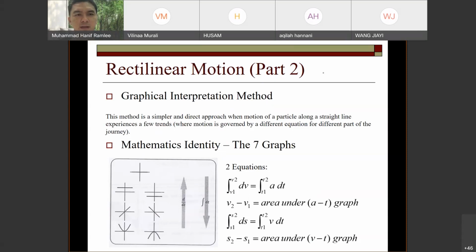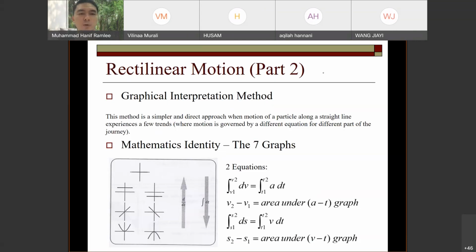This method is very simple, where as I mentioned, you have no need to develop an equation from the graph. If a graph is given, then you can interpret the given graph into a new graph. Let's say the given graph is an s-t graph. Then you can interpret the s-t graph to become the v-t graph, and later on you can interpret the v-t graph to become the a-t graph. This is the graphical interpretation.